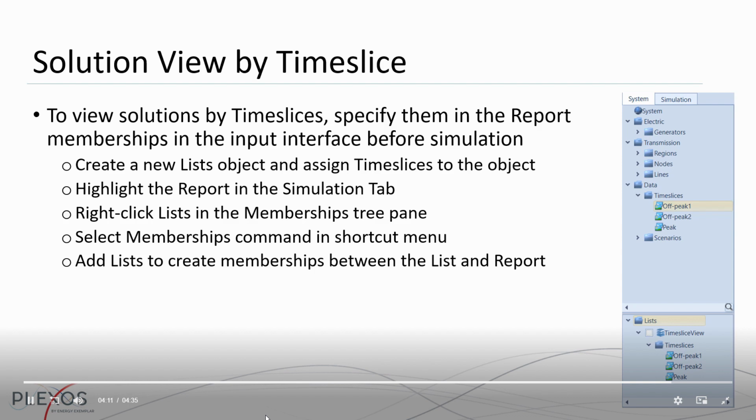The second step is to highlight the report object in the Simulations tab. Then go to the memberships tree and right-click on Lists. A drop-down will appear, and from this list, select Memberships. This will open a page where we can create the membership between lists and reports. This will allow us to view summary-level results by time slice in the solution files.